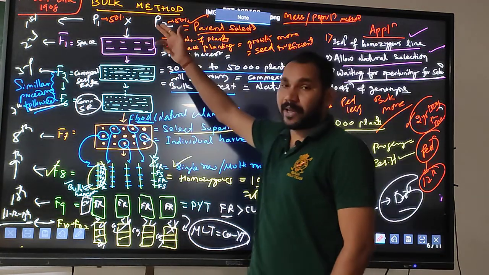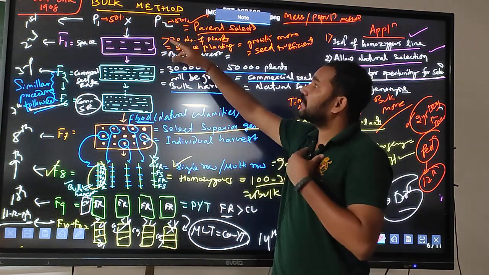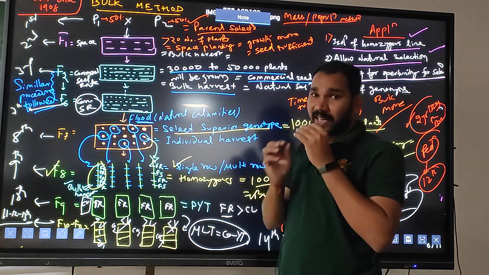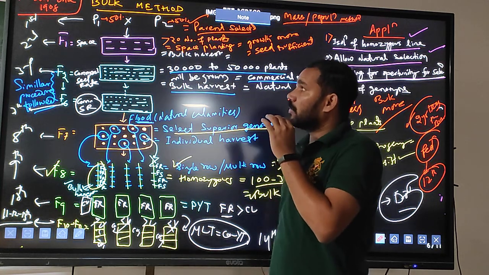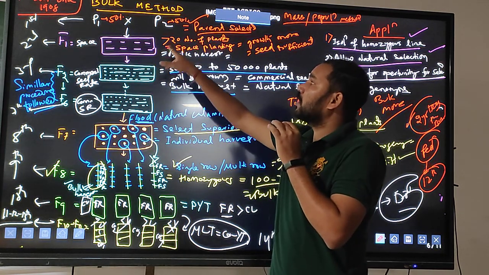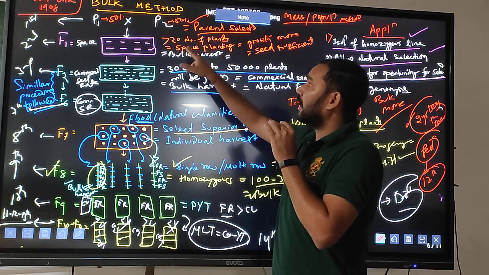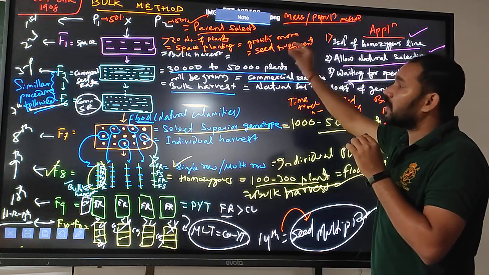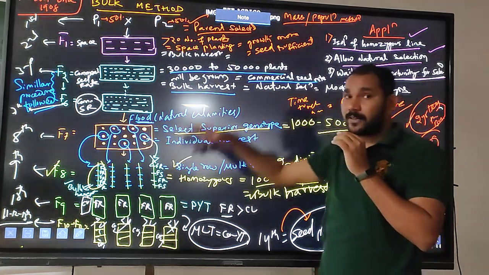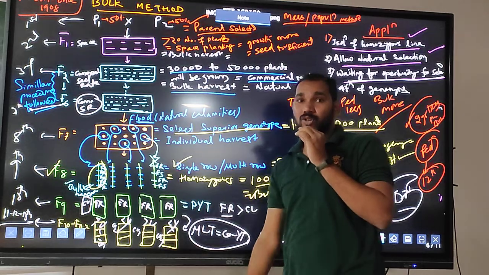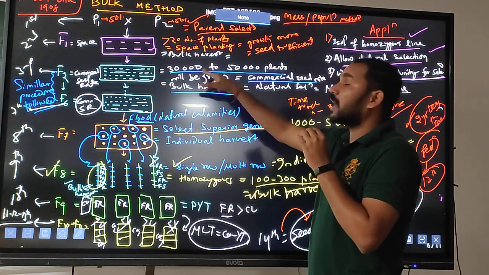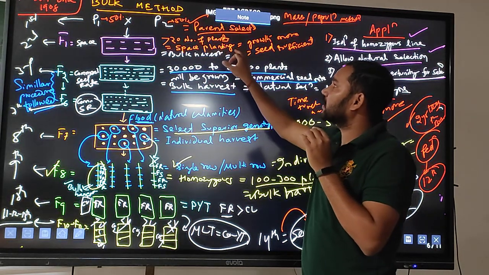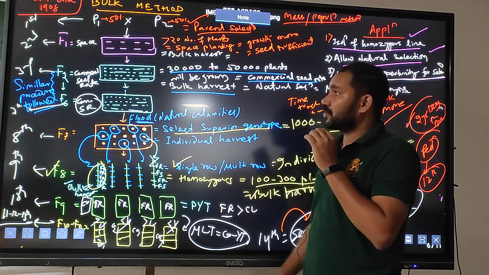So in the bulk method, I am saying repeatedly, as we know, for the segregating generation, parent selection will be most important. In F1, at least 20 plants will be selected and space planted. Why are we going for space planting? Because the growth will be more and the seed will be sufficient for going to the F2 generation. Because in the F2 generation we are going for 30,000 to 50,000 plants. That is why 30,000 to 50,000 seeds should be produced in the F1 generation.